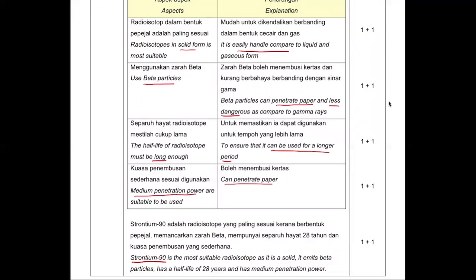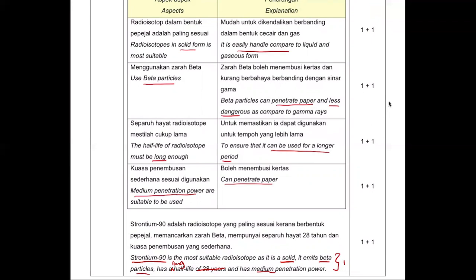And you write down your reason again. Solid, emits beta particles, has a long half-life, and has a medium penetration power. Okay, so this one is 1 mark. All right, so that one is the sample of questions involving making decisions.